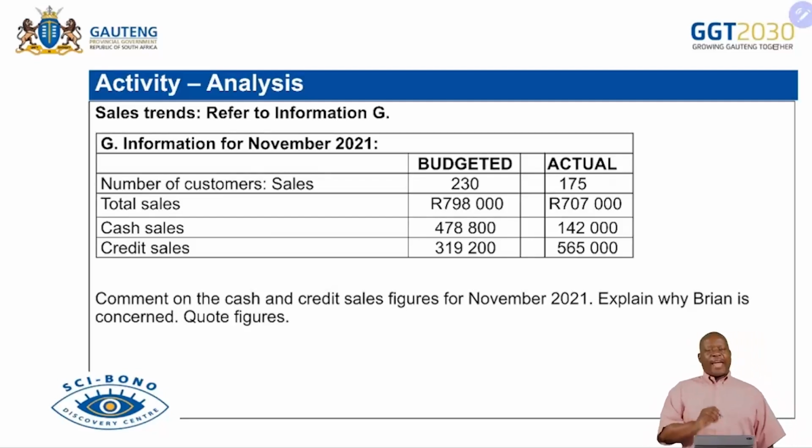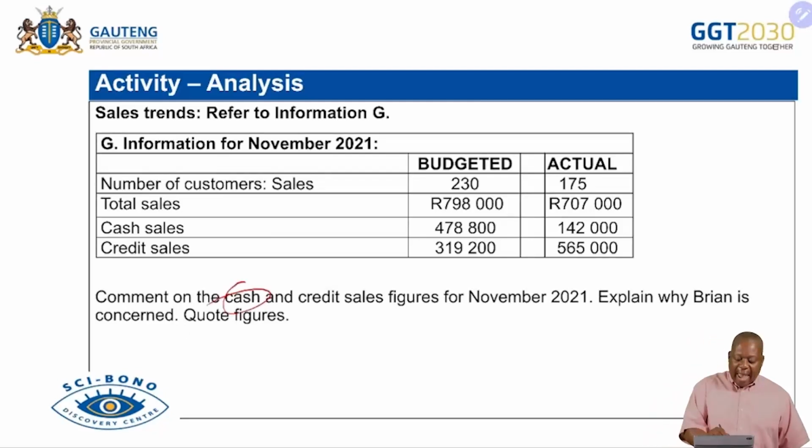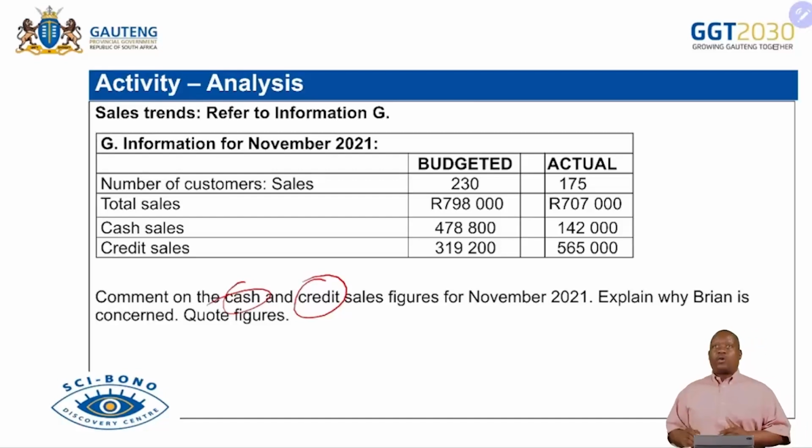So please let's look at this information. We are looking into cash and credit, so we are going to comment on these two independently. So we are going to say cash sales. What happened to cash sales? Cash sales decreased from 478,800 to 148,000. Or you can just find the difference and say cash sales decreased by that amount, if you are able to do that.